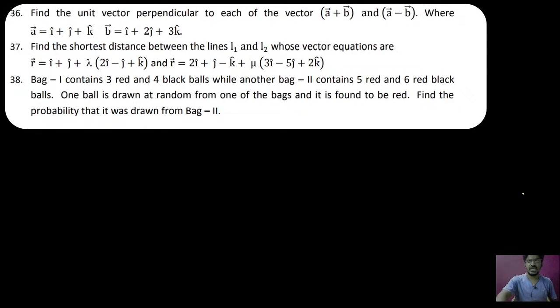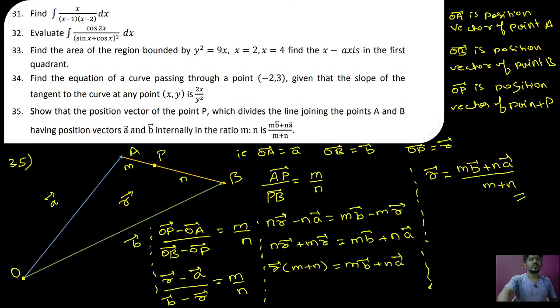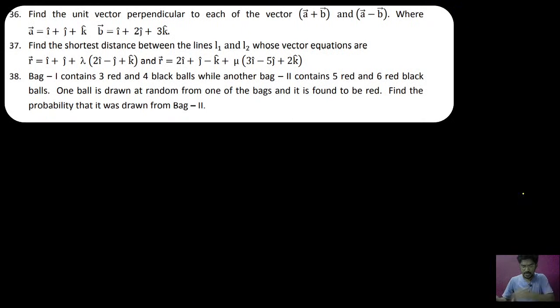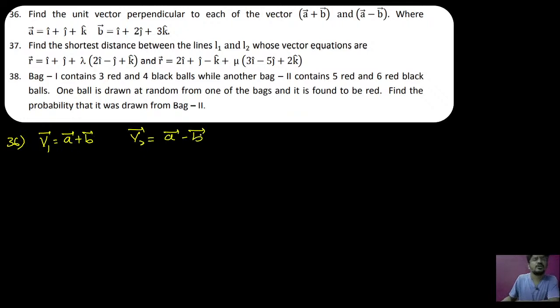That is problem number 36, 37 and 38. I will go for problem number 36. See the problem number 36, that is find the unit vector perpendicular to vector a plus b. So I will take vector a plus b as v1 and vector v2 as a minus b. Now we have to find the unit vector which is perpendicular to a plus b and a minus b.